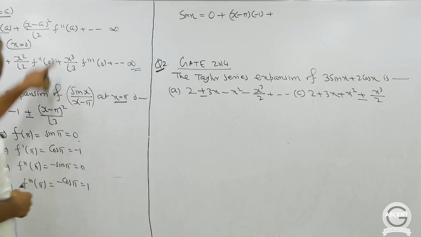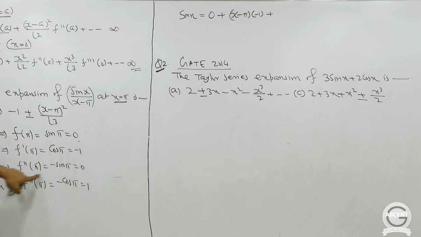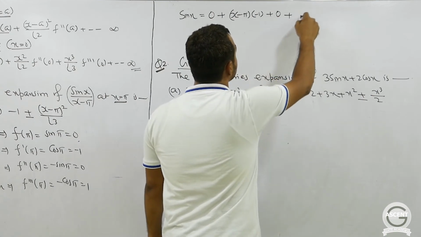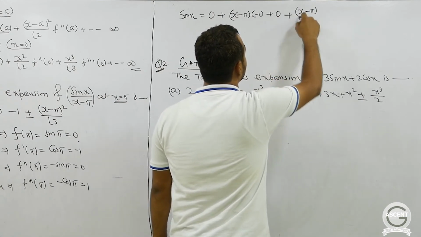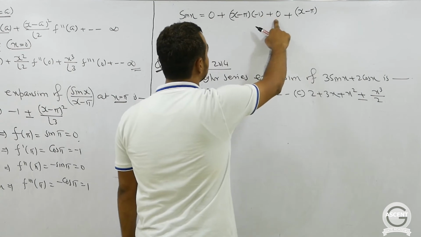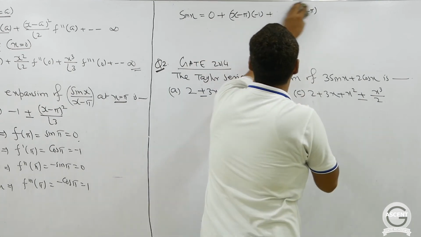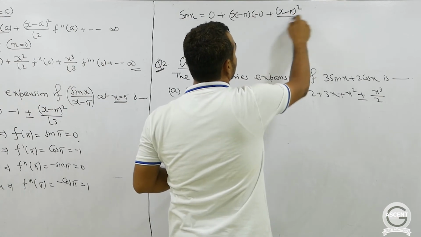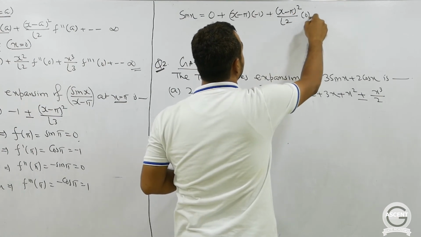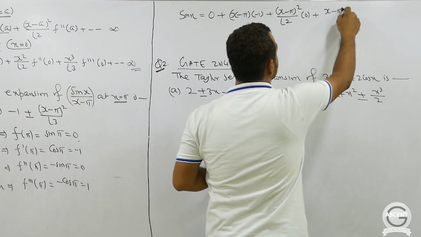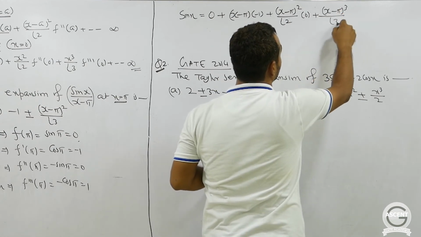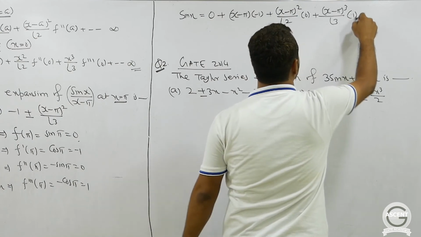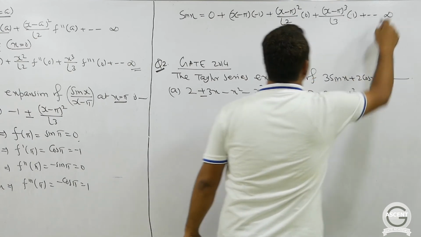Now again second derivative at a, second derivative at pi, this will be 0, so I'll get 0 here. Then next term will be x minus pi. Here you have x minus pi square. If you want to write, you can write that this will be x minus pi square by 2 factorial, second derivative at a, x minus pi cube by 3 factorial, third derivative at a. Now third derivative at pi will be plus 1, and so on up to infinity.